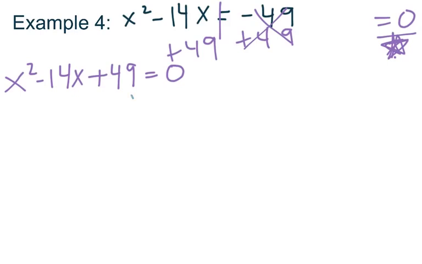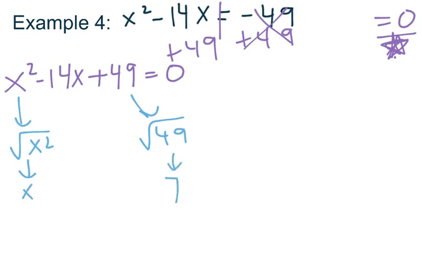So remember, for that one, we take the square root of this number. We take the square root of this number. And we get x, and the square root of 49 is 7. And then we bring them into the equation, x and 7. And how do we tell if it's plus or minus? That's this number, whatever this sign is here. So it's going to be a minus. And you always have to square this for this shortcut.